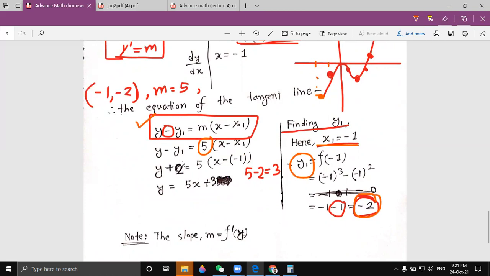Why did you write plus? Because I see you wrote plus. Let me show you here. This is y minus y1, and the value of y1 is equal to minus 2. So this minus and this minus becomes plus, and we get y plus 2. And again the same thing here: minus and minus becomes plus.